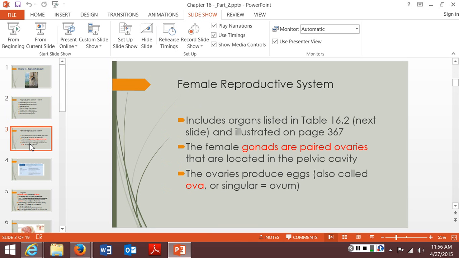So first, we'll start off like we did with the male reproductive system and take a look at the organs that are listed in table 16.2 and on the next slide here, and their illustration on page 367 in your textbook. The female gonads are actually paired ovaries, and they are located in the pelvic cavity. The ovaries actually produce eggs. They're also called ova, or singularly, ovum.